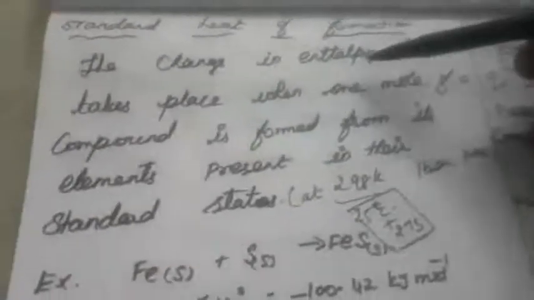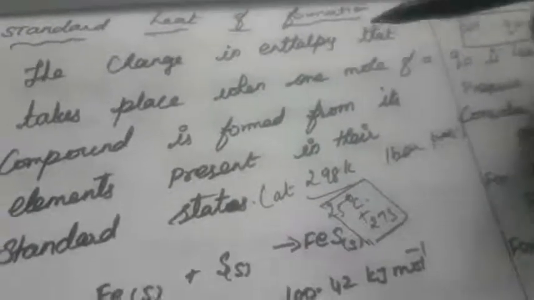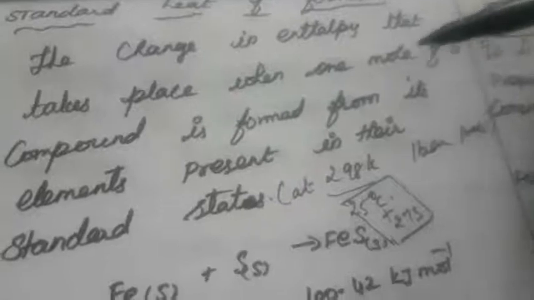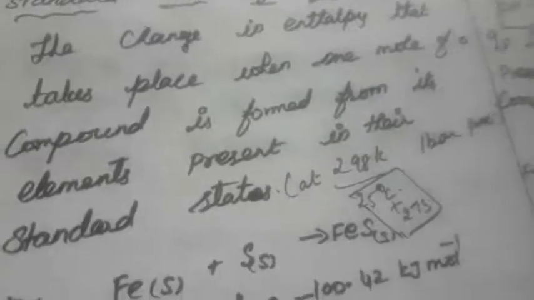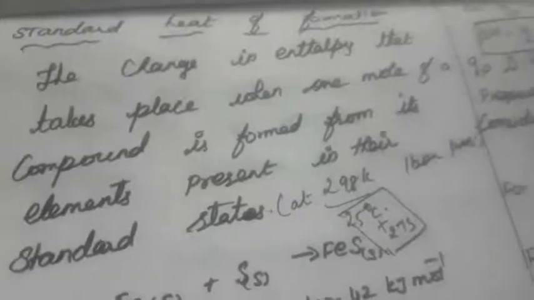This is the another one, then 1 bar pressure. The change in enthalpy takes place when 1 mole of a compound is formed from the elements present in the standard state. So what is meant by standard condition of enthalpy? Standard heat of formation is the heat change when 1 mole of a compound is formed from the elements present in the standard state. That is called the standard heat of formation enthalpy.